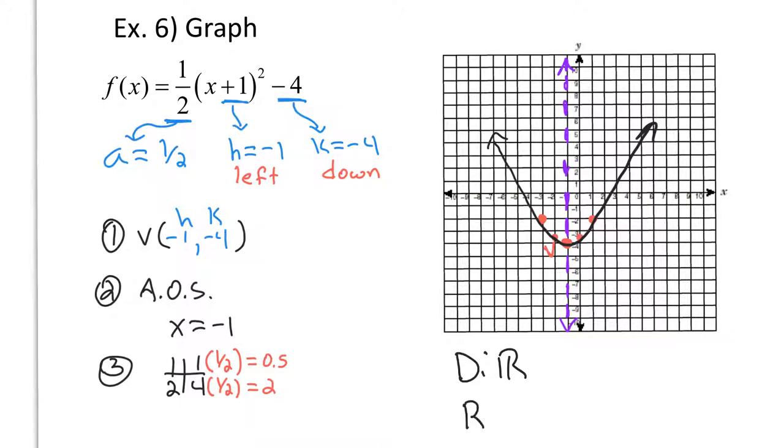My range, that depends on the vertex. Range are your y values. Domain are your x values. So for domain, when we say all real numbers, that means that any x values actually work for the function. But your range depends on the y values.